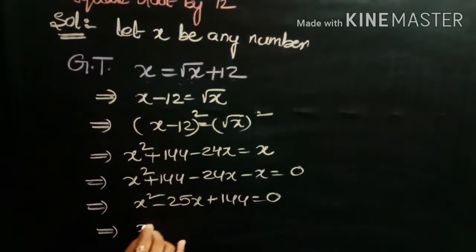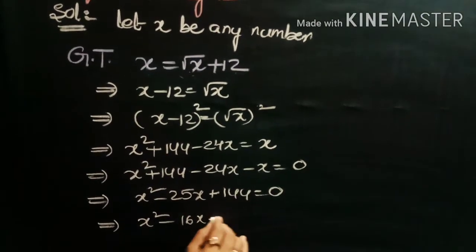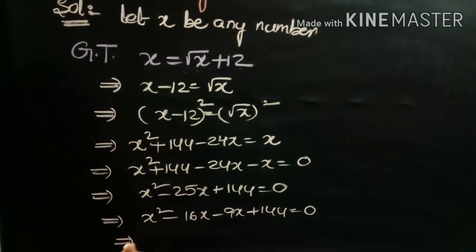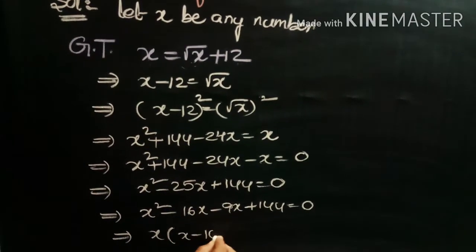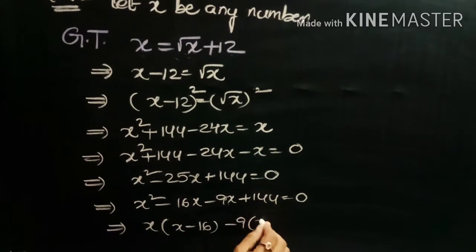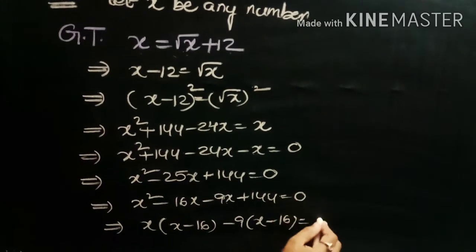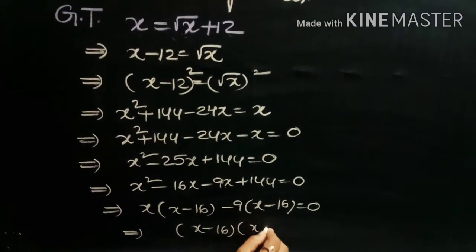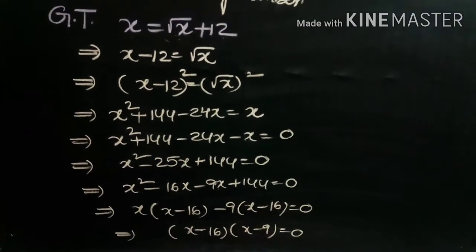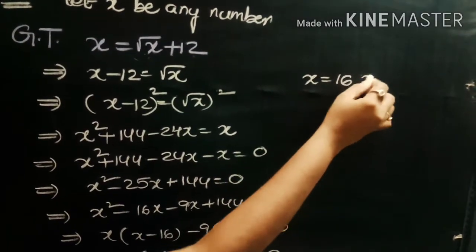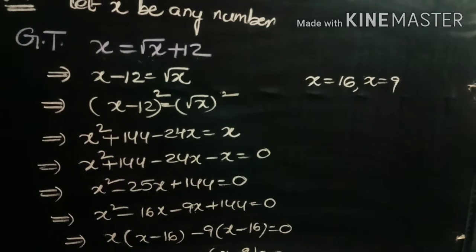Now taking the factorization, this is x square minus 16x minus 9x plus 144 equal to 0. Now taking x common from the first and second terms, it gives x into (x minus 16), and taking minus 9 common from the remaining two terms, that is minus 9 into (x minus 16) equal to 0. That is, (x minus 16) into (x minus 9) equal to 0. Therefore the values of x are 16 and 9.